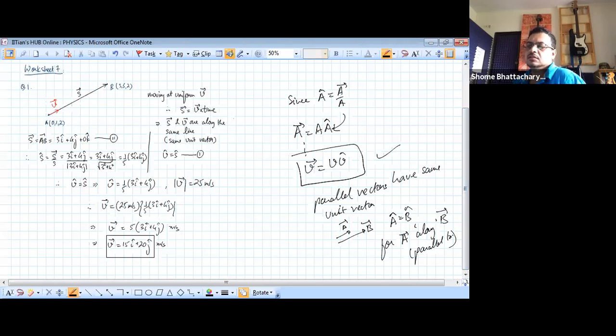Any vector can be written as magnitude into its unit vector. So the velocity vector can be written as the magnitude of velocity multiplied by the unit vector. Where does this come from? This comes from the definition of unit vector.